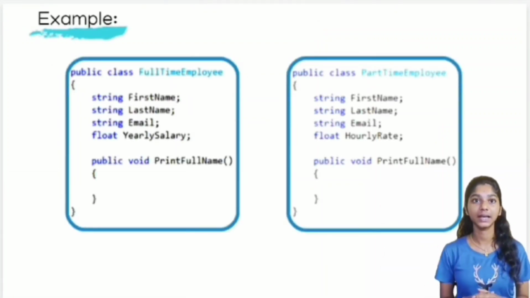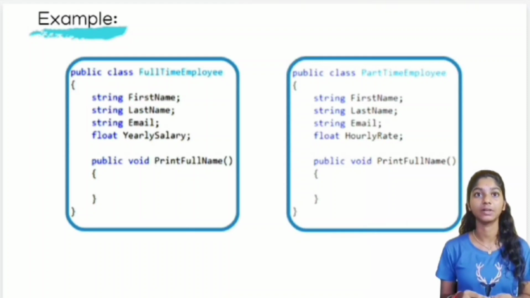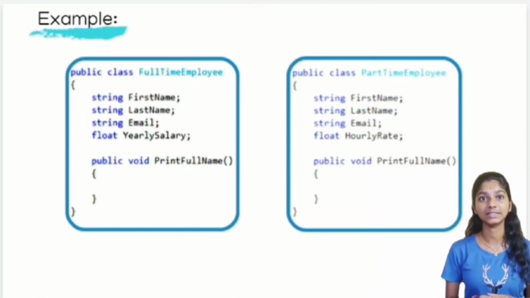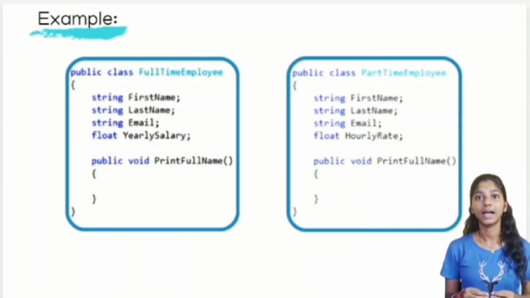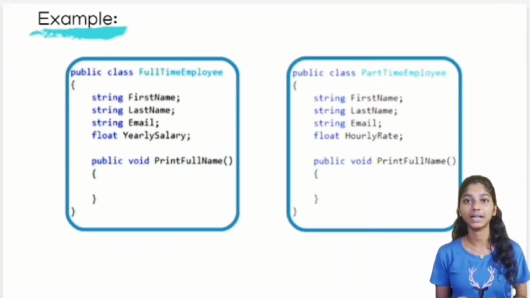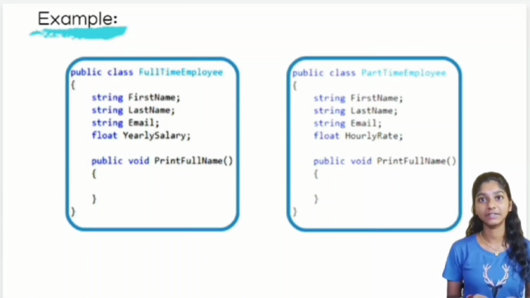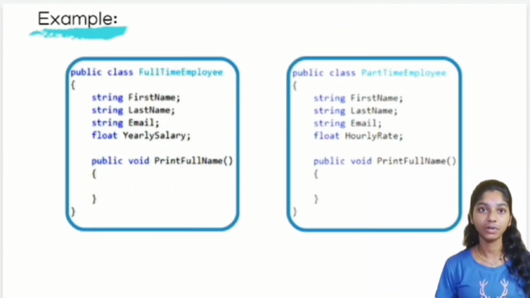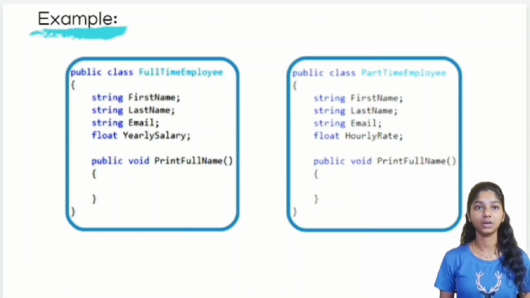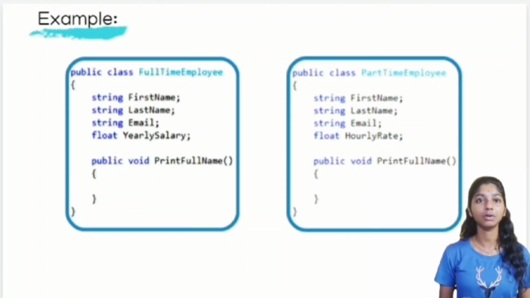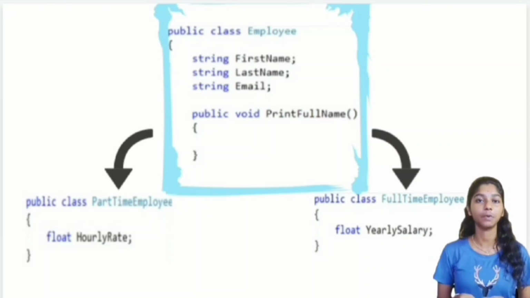There are two classes named FullTimeEmployee and PartTimeEmployee. FullTimeEmployee has fields such as first name, last name, and email with a string data type, and yearly salary with a float data type. The second class, PartTimeEmployee, has the fields first name, last name, and email with string data type and hourly rate with float data type. Instead of duplicating the code, we can abstract away the common code. Through inheritance, the amount of code is reduced, which can reduce the possible errors.